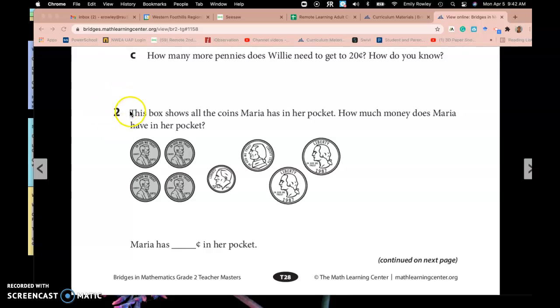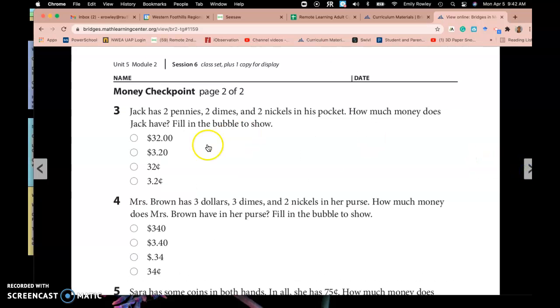Question number 2. This box shows all the coins Maria has in her pocket. How much money does Maria have in her pocket? All right, next question, question 3. Jack has 2 pennies, 2 dimes, and 2 nickels in his pocket. How much money does Jack have? Fill in the bubble to show.